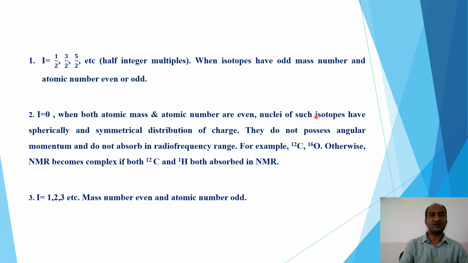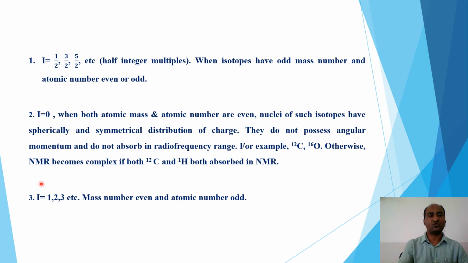case nuclei of such isotopes have a spherical and symmetrical distribution of charge. They do not possess any angular momentum, and that is the reason they do not absorb in the radio frequency range. It means that when atomic mass and atomic number are even, due to the spherical distribution of the charge, it cannot have any kind of spin or angular momentum. That is the reason those isotopes will not absorb in the NMR.